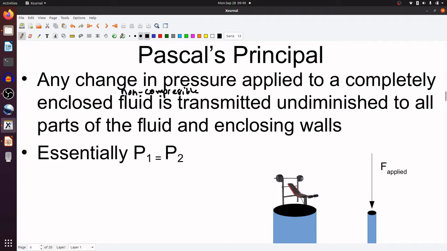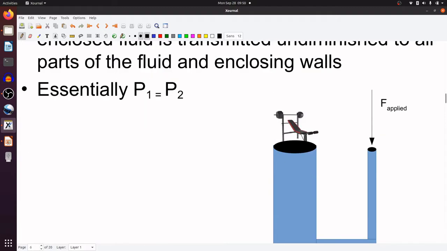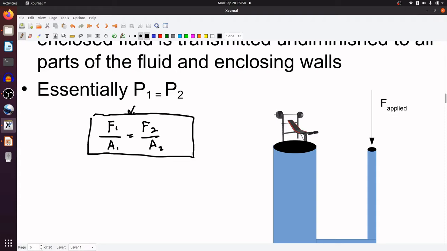Well, I mean, that kind of makes sense. If you put pressure on one end of a water balloon, then the other end of the water balloon is going to grow. But the very fundamental principle is that your pressure at one point is going to equal your pressure at another point in an enclosed fluid that's not compressible. Well, we know that P1 is nothing more than F1 over A1, and we know that P2 is nothing more than F2 over A2. And so this is the equation that we're going to use.